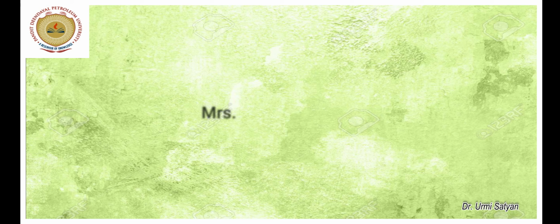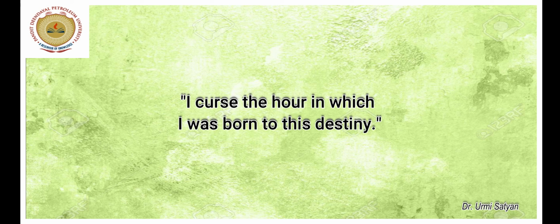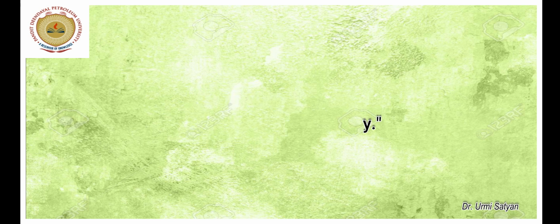On the other side, Mrs. Gradgrind dies after a long disease. This distresses Louisa. She loses control and unleashes her anger on her father. She blames him for ruining the lives of all three of them, her mother, Tom, and herself. She says, "I curse the hour in which I was born to this destiny."